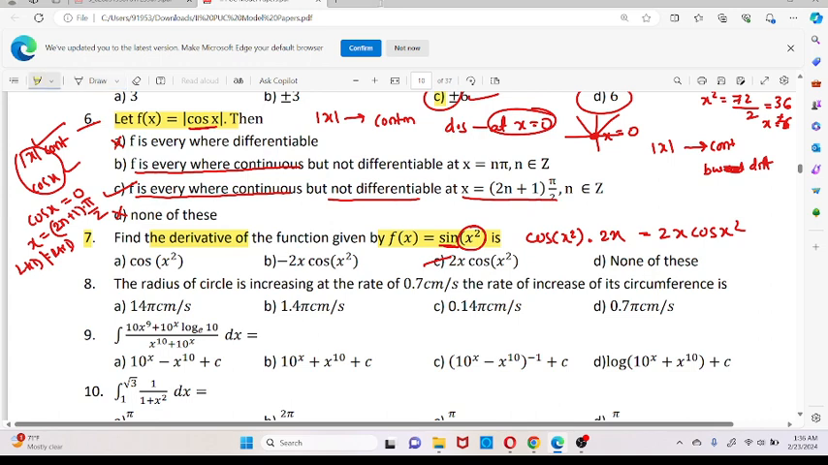Let me go with the eighth question. See, the eighth one is from the chapter application of derivatives. The radius of a circle is increasing at the rate of 0.7 centimeter per second. See, the radius of a circle is increasing. The radius of the circle is increasing means, when the rate is given, we get the idea that it is dr by dt, and the increase of its circumference, right?